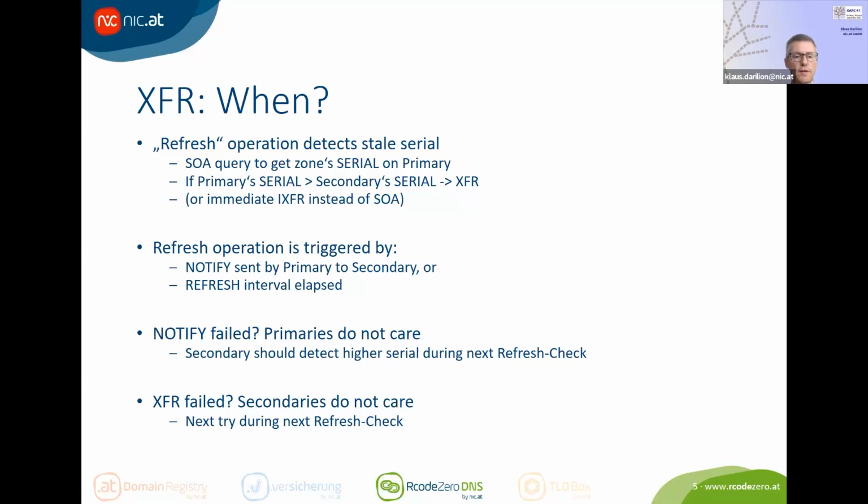But what if the refresh check actually works, but the zone transfer itself fails? As before, the primary doesn't care at all, and most of the secondaries I'm aware of just do nothing. They just say, okay, we have a refresh check in 5 minutes or in 1 hour, and maybe then we also detect the stale serial, perform another zone transfer, and maybe this time it works.